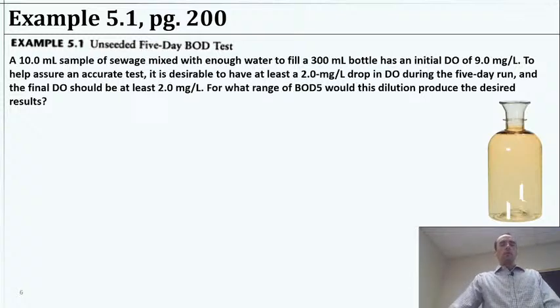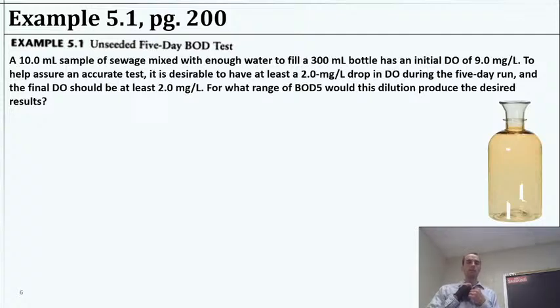And then the question says, what range of BOD 5 could this dilution produce? For what range of BOD 5 would this particular dilution produce the desired result? So take a couple minutes and look at that.